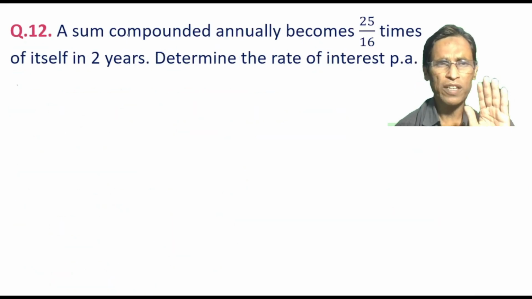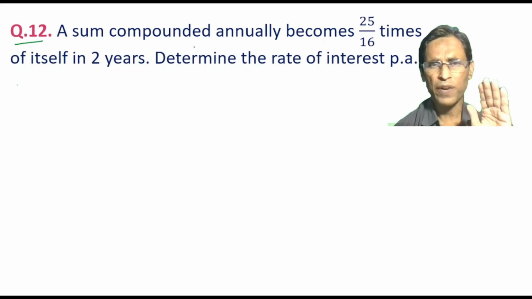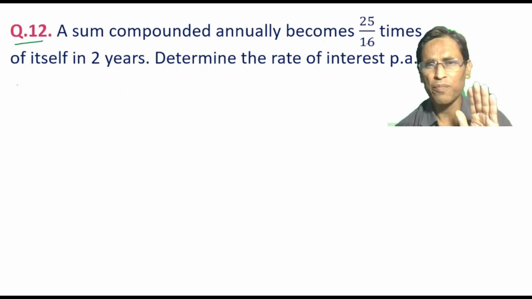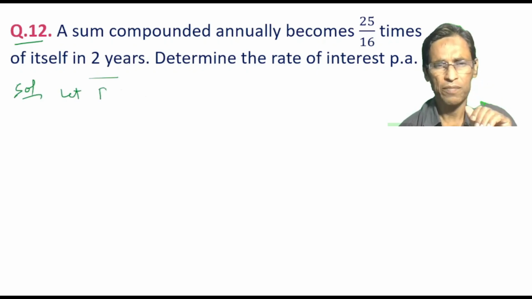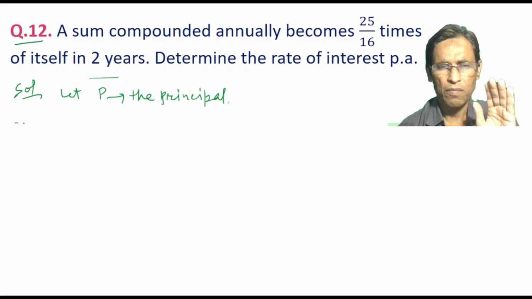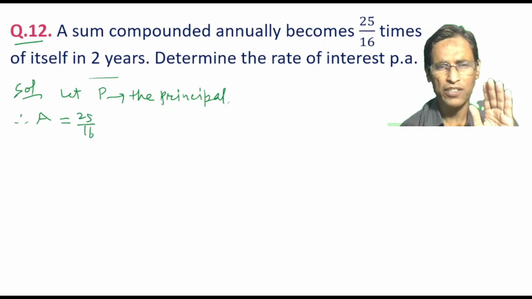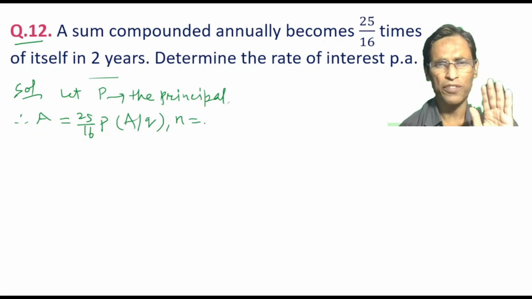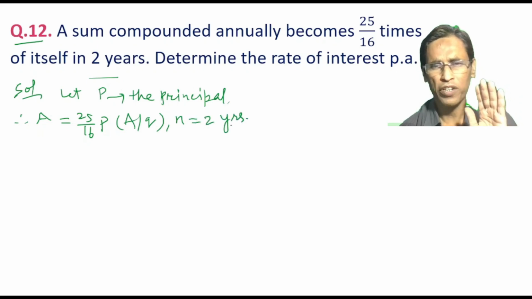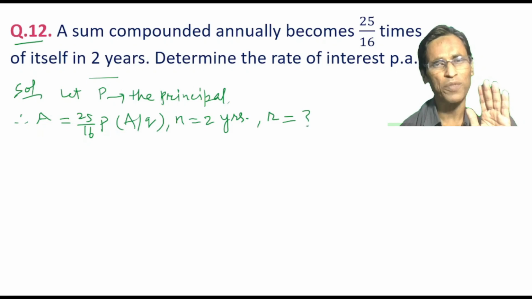Now we come to question number 12. A sum compounded annually becomes 25 by 16 times of itself in 2 years. Determine the rate of interest per annum. Let P be the required principal. Therefore amount A equals 25 by 16 P according to the question, and the time period, meaning the number of years, is 2 years, and the rate of interest is not known, it is to be found.